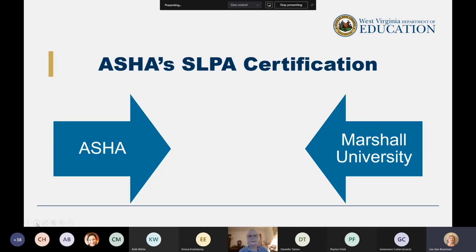And I am so excited that there is an ASHA certification now for SLPAs. It's about time that they get recognized for what they do. And we're so thankful for them. There's two ways you can go. We began looking at that last year, and we're going to look at it more this year. You can go directly through ASHA, and for some of you who are more experienced, this may be the route to go. Or you can also go through Marshall.